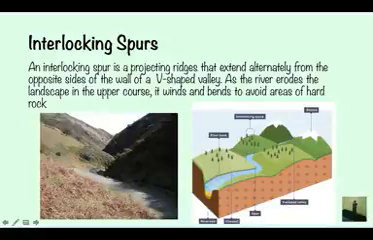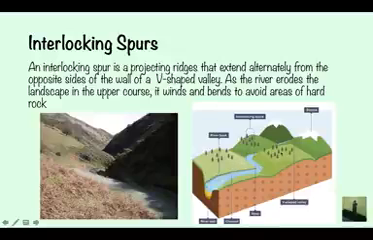Interlocking spurs. An interlocking spur is a projecting ridge that extends alternately from the opposite sides of the wall of a V-shaped valley. As the river erodes the landscape in the upper course, it winds and bends to avoid areas of hard rock. As you can see here, the river's coming down here, and these, which look like mountains and are part of the valley, are the interlocking spurs. So it's having to weave round them because they're areas of hard rock.